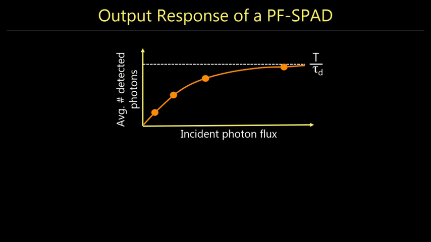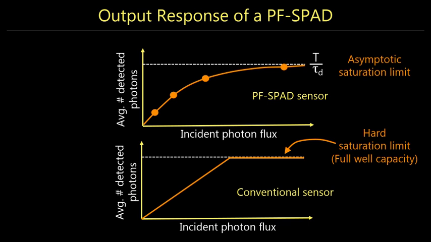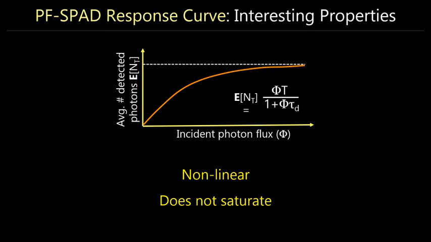Observe that the response curve slowly approaches a saturation limit, but it never saturates. In contrast, conventional CMOS or CCD image sensor pixels suffer from a hard saturation limit, known as the full well capacity. Although dead time causes a PF-SPAD to miss photons, it gives the unique ability to adaptively reject some of the incident photons and provide intensity-dependent gain. The resulting nonlinear response curve does not saturate. It looks like a tone mapping curve used in HDR imaging and provides dynamic range compression for free.